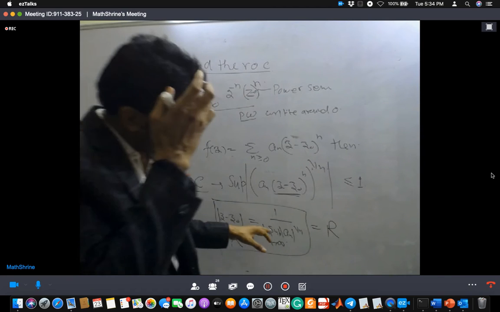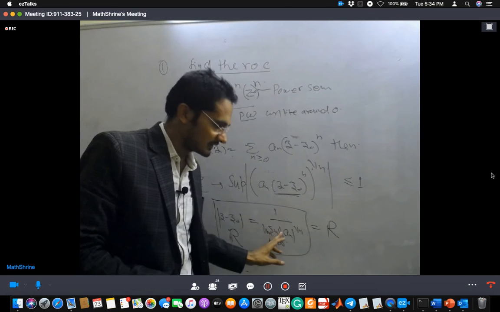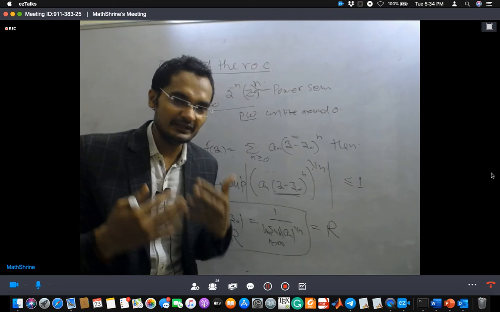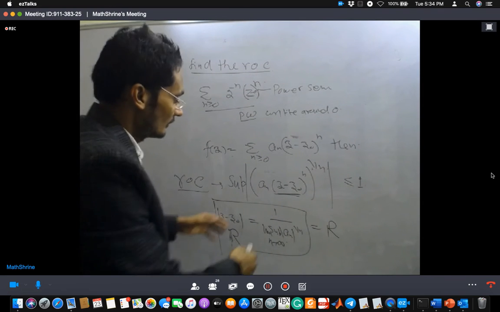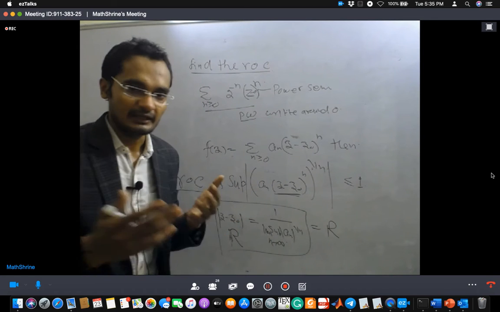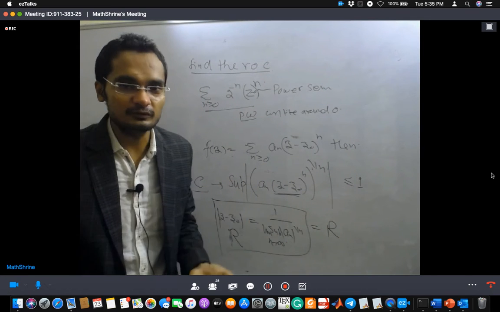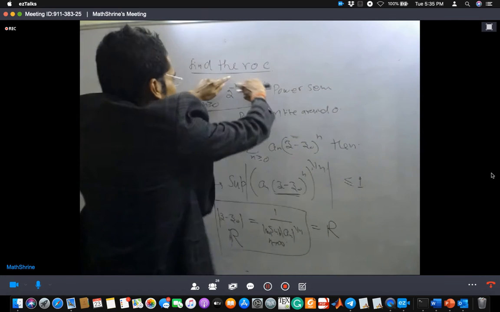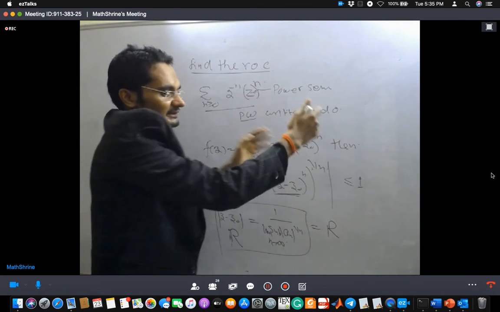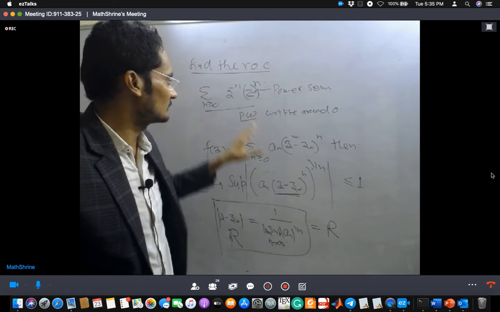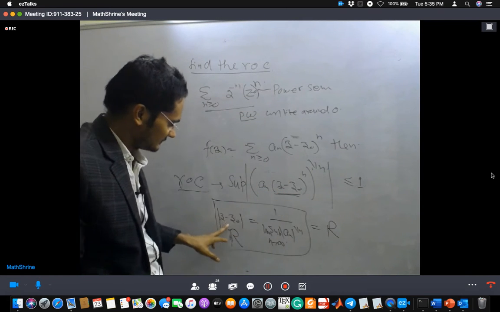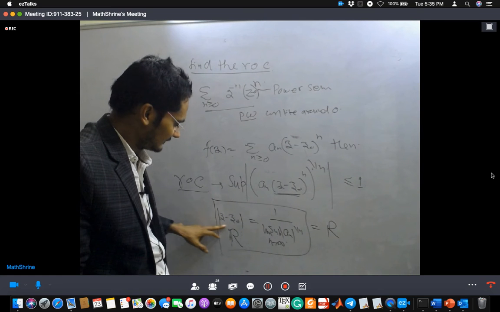So do not learn the formula of 1 upon supremum of a_n upon a_(n+1) and so on. You don't need to do that. Whenever a function is given, then we definitely don't need to do this. If a series is given, directly apply the 1/n power, less than or equal to 1, and just calculate this distance. We want to calculate this distance from z naught.